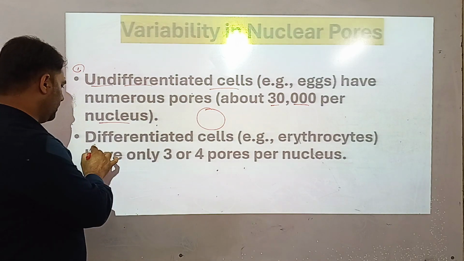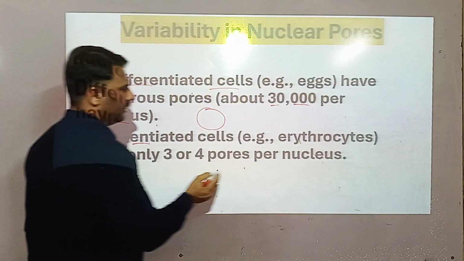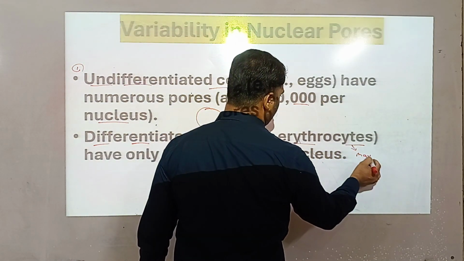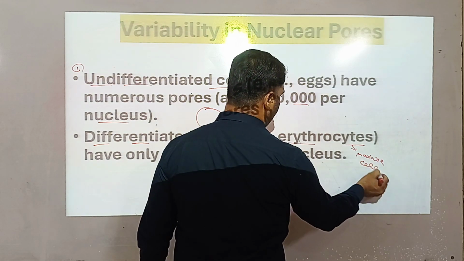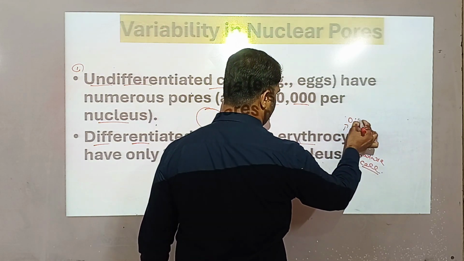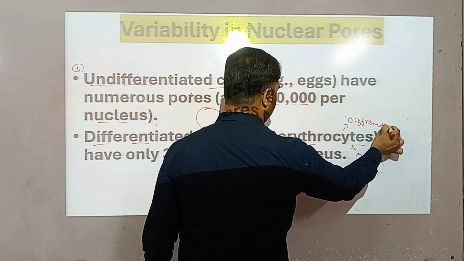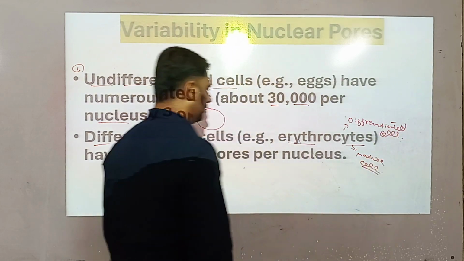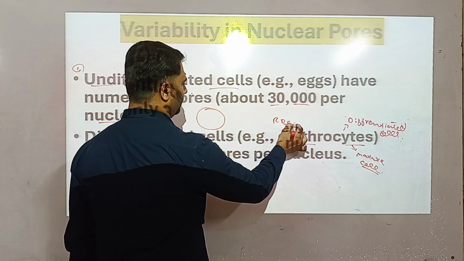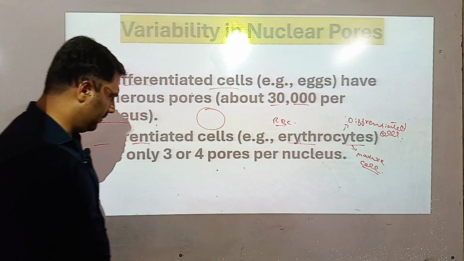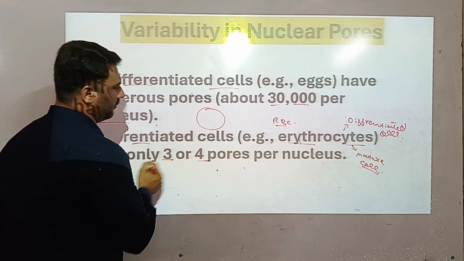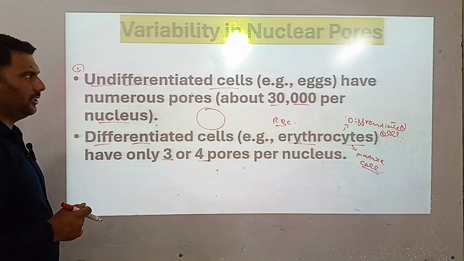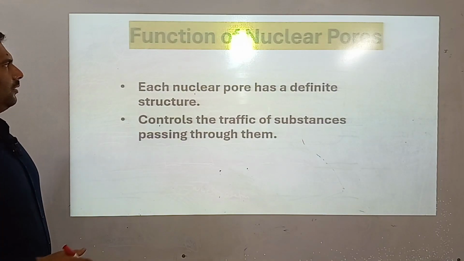When we discuss differentiated cells, for example, erythrocytes are mature cells, or differentiated cells. Cytes means differentiated cells. These are also known as RBCs. See, the RBCs contain only 3 to 4 nuclear pores. So this is the variability among the nucleopores.